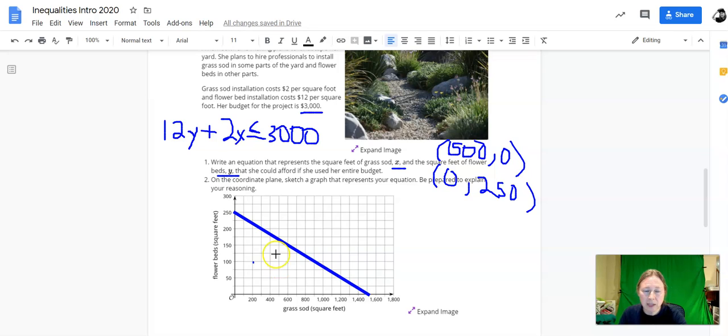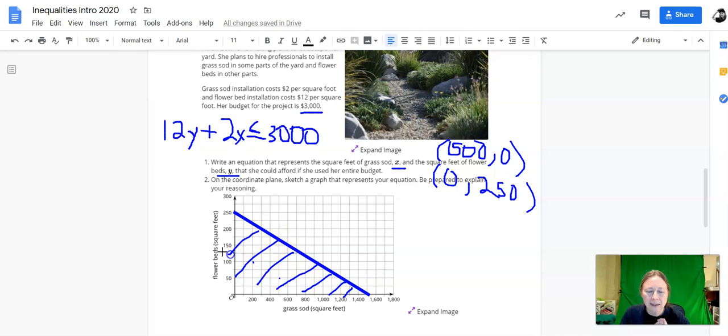And then 600 times 2 is 1,200. 1,200 plus 600 is 1,800. This point is also a valid point. You can see how anything below the line is a valid solution. So you can shade in everything below this line.